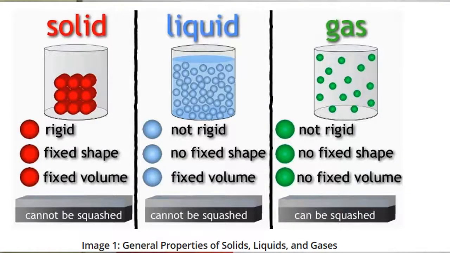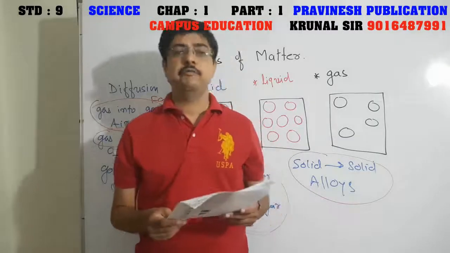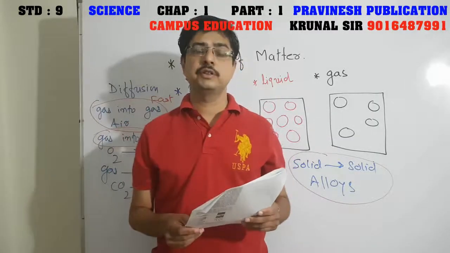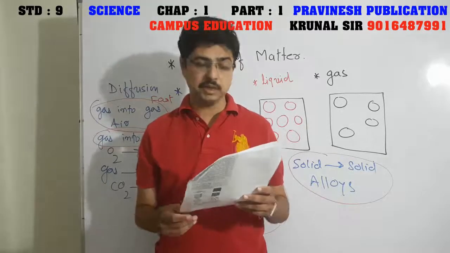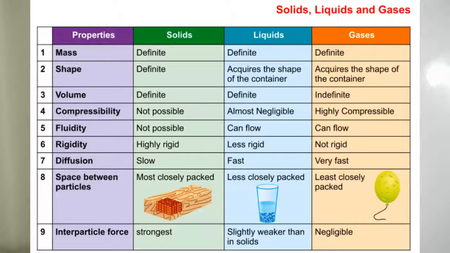Now friends, on your screen you can see the general properties of solid, liquid and gas. Solids are rigid, they have a fixed shape and fixed volume. Liquids are not rigid, with no fixed shape but a fixed volume. Gases are not rigid, with no fixed shape and no fixed volume. Now we discuss the different properties of solid, liquid and gas using this table on your screen. The first property is mass. Solids have a definite mass. Liquids have a definite mass, and gases have a definite mass. So all three states of matter have a definite mass.